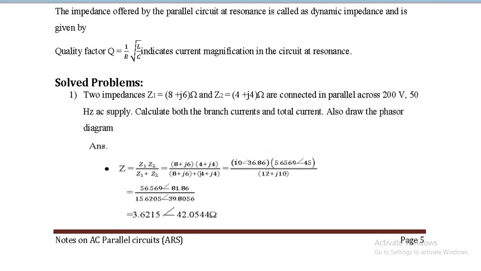Then it will be the product of the magnitudes and the addition of the phases. That gives me 56.569 at an angle 81.86. And again I want to do the division now, so I'll convert this 12 plus j10 into polar form. That gives me 15.6205 at an angle 39.8056. Now again it's a division, so it will be simply a division of the magnitudes, and the numerator's phase minus the denominator's phase. That gives you 3.6215 at an angle 42.0544 ohms. This is the equivalent impedance, right?